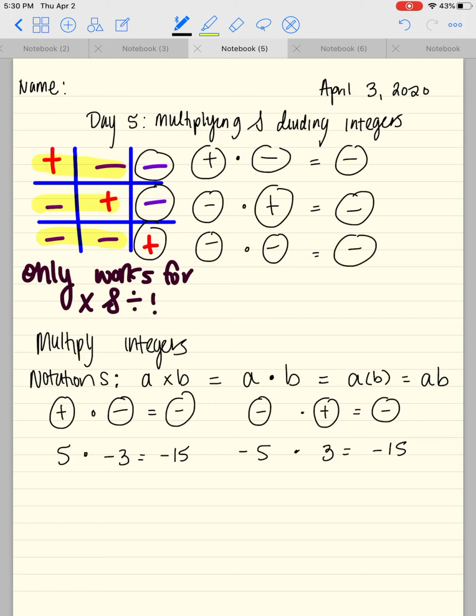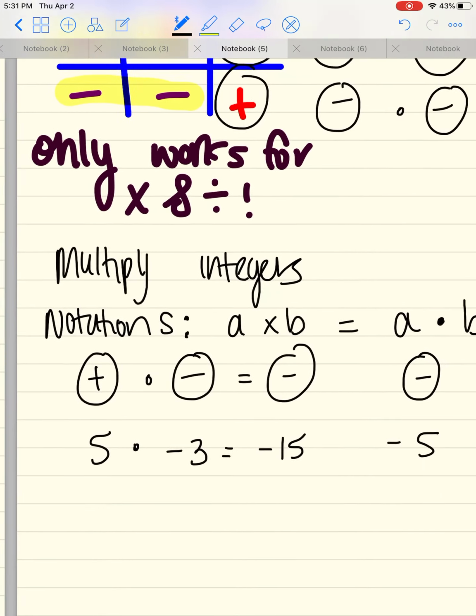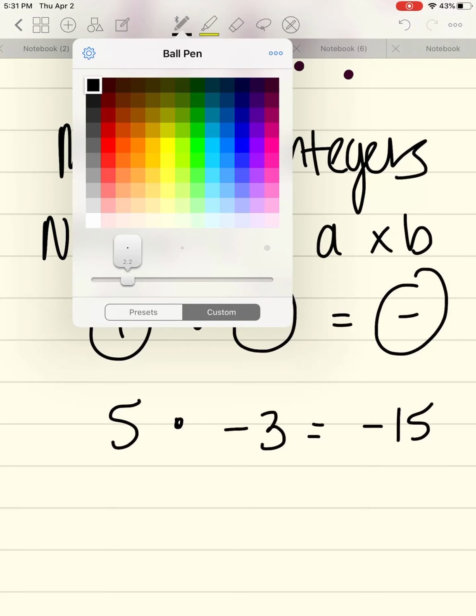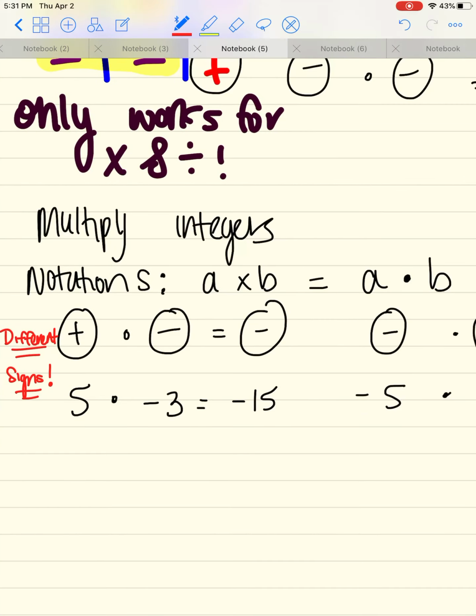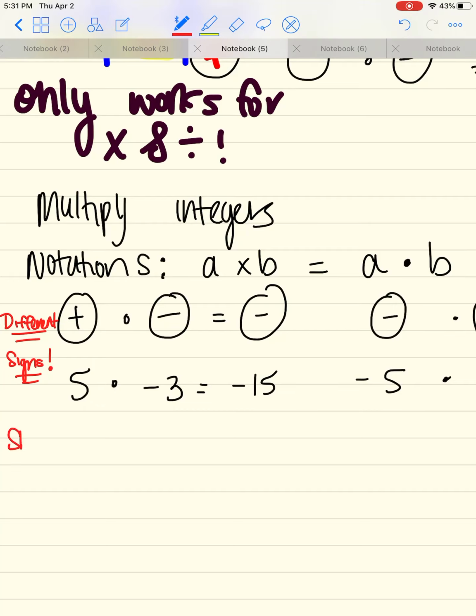So now let's talk about when you have the same sign. So this is different signs. And actually, I forgot to write it, so I'm going to write it here on the side. This is for when I have different signs. Now let me go ahead and write when we have the same sign.